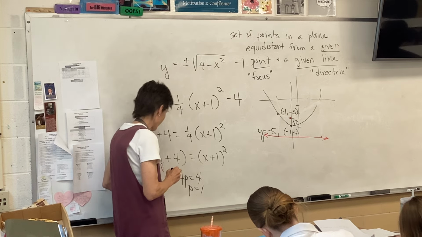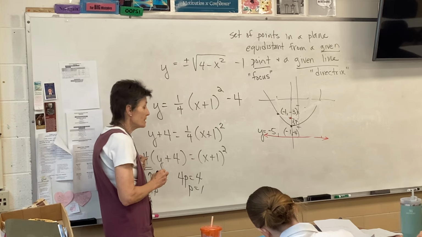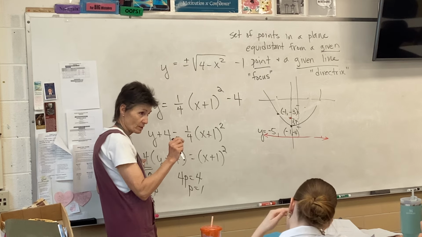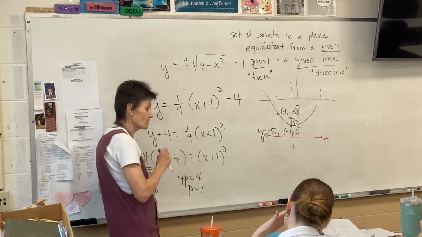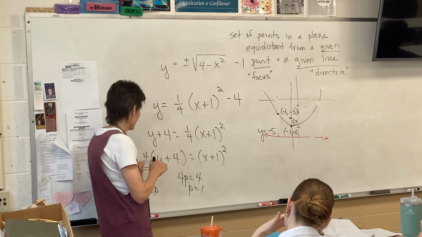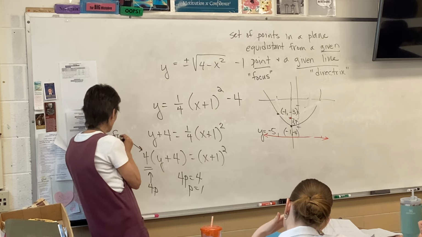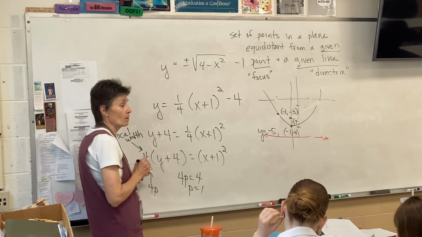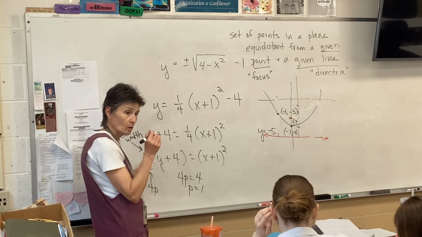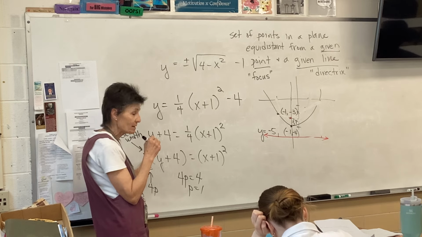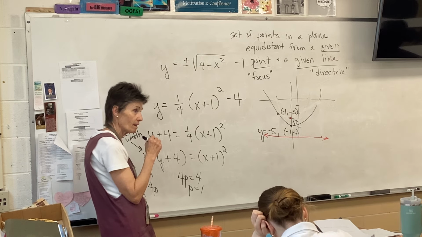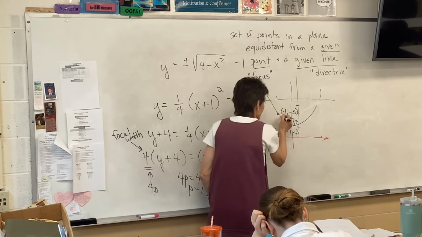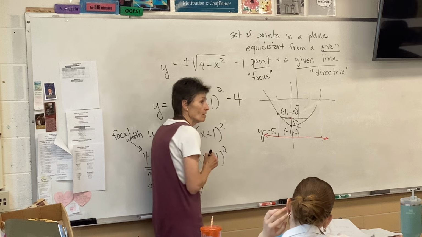Now, this number is super important. Not only does it tell you how far it is from your focus to directrix, or from your focus to your vertex, but it also is the focal width. That number is the focal width. Now, anybody want to take a guess what the focal width of a parabola is?